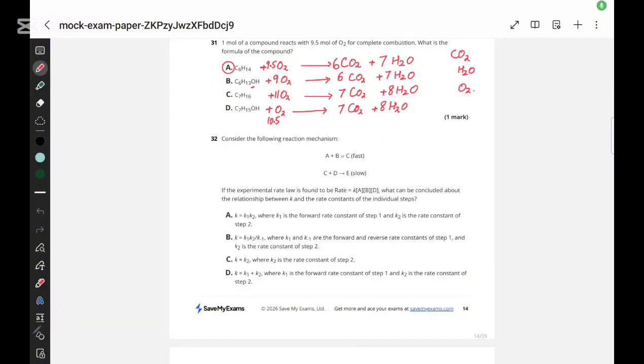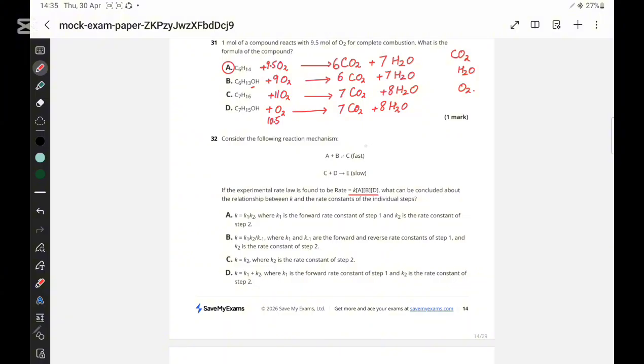Next question, consider the following reaction mechanism. A plus B is forming C, C plus D is forming E. If the experimental rate law is found to be rate is equal to K times the concentration of A, B, D, what can be concluded from the relationship between K and the rate constant of the individual steps?